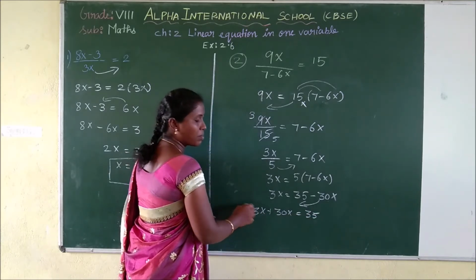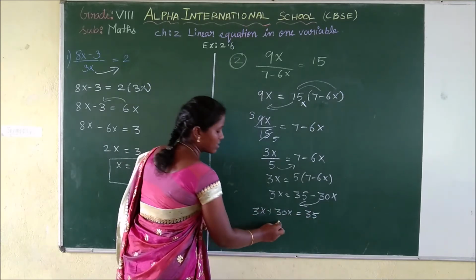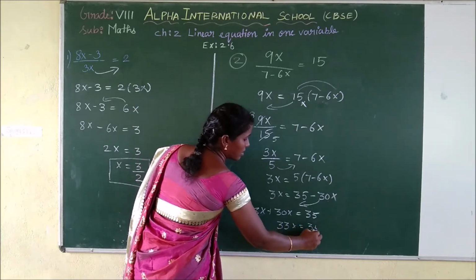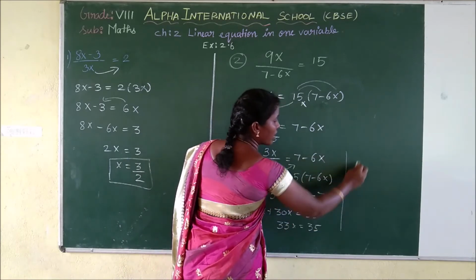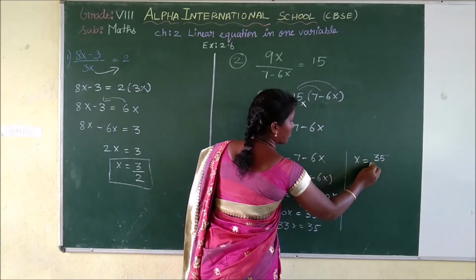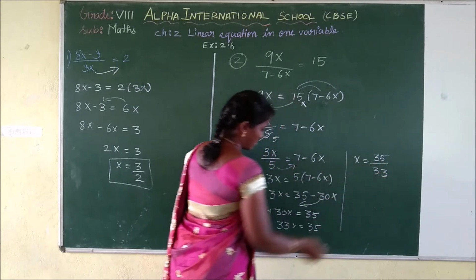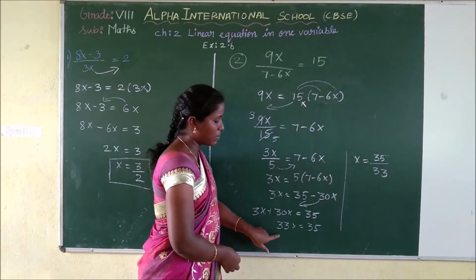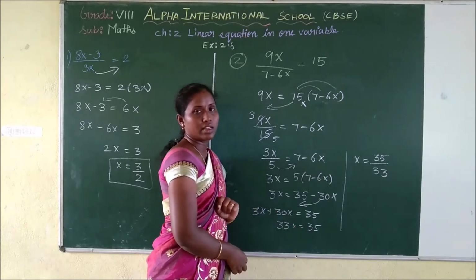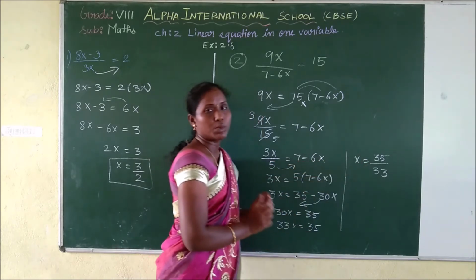What about 30x plus 3x? 33x is equal to 35. So what about the value of x? x is equal to 35 by 33. See, here this multiplication comes here, it is under division. So x is equal to 35 by 33. Here 35 and 33 we are not able to simplify.